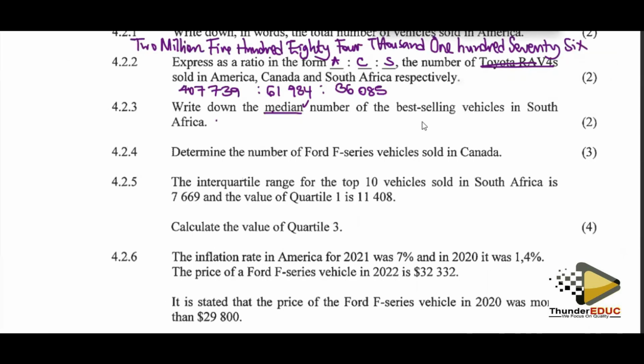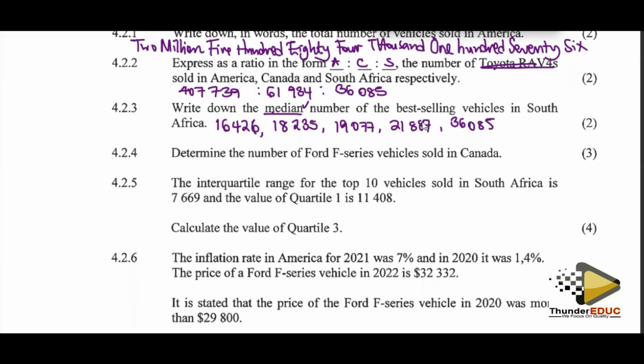We shall say 16,426, then followed by 18,235, followed by 19,077. These are cars, it's not money. 21,887 and 36,085. So there we go.